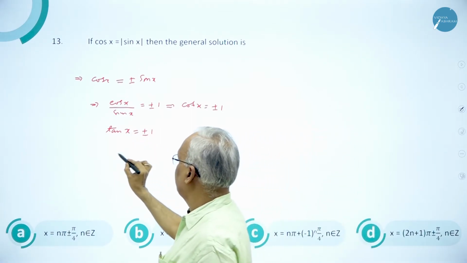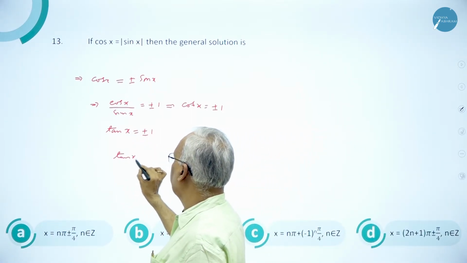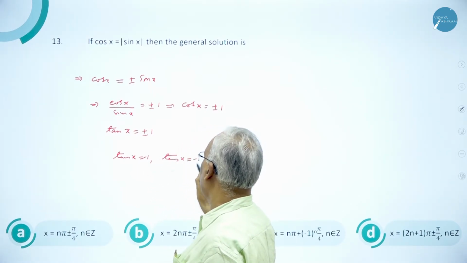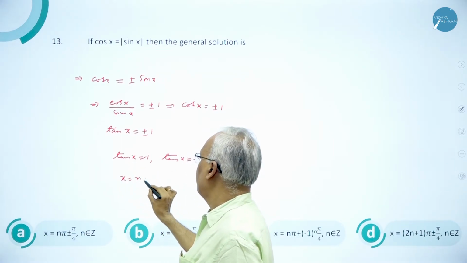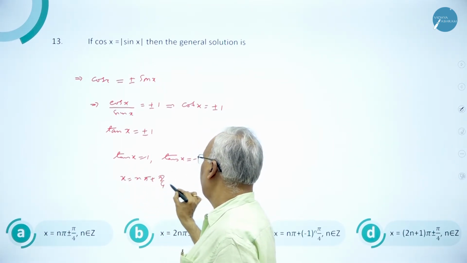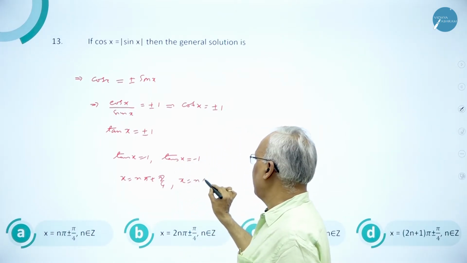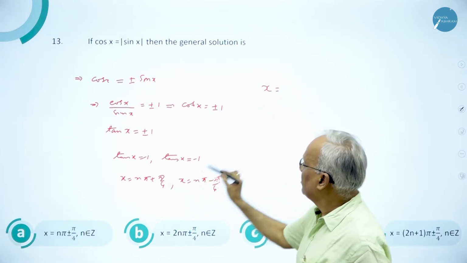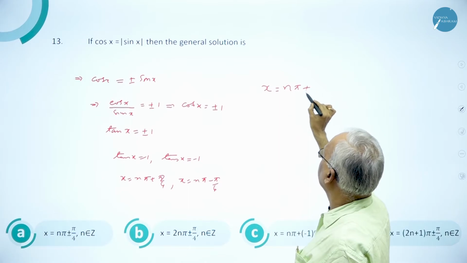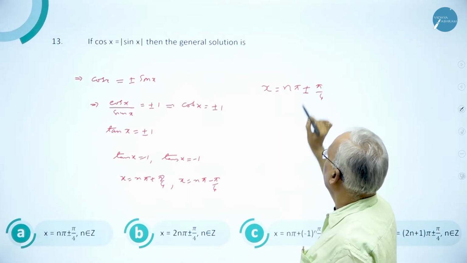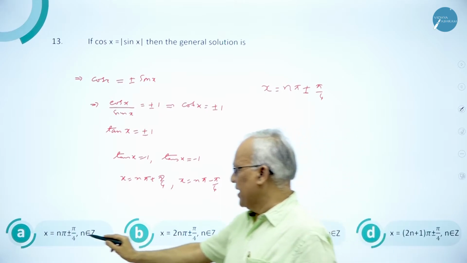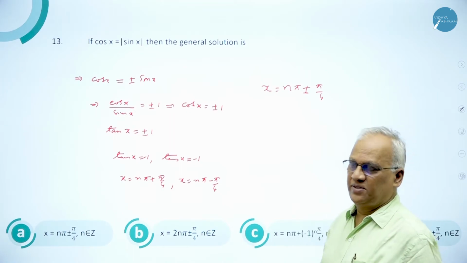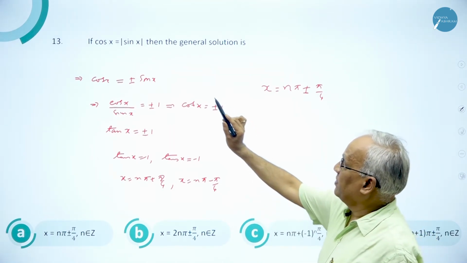Now, the solution is tan x equal to 1, tan x equal to minus 1, you take the two separately, and this gives you x equal to n pi plus pi by 4, and this gives you x equal to n pi minus pi by 4. Therefore, combining this, you get x equal to n pi plus or minus pi by 4. So you may go to this answer, x equal to n pi plus or minus pi by 4. Unfortunately, that is not the answer. See, this is a very, very good problem.